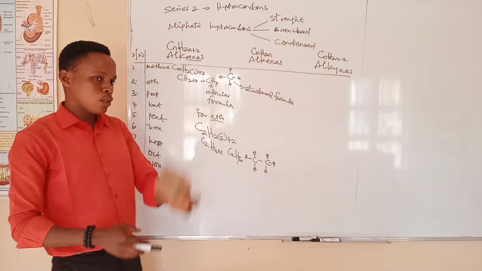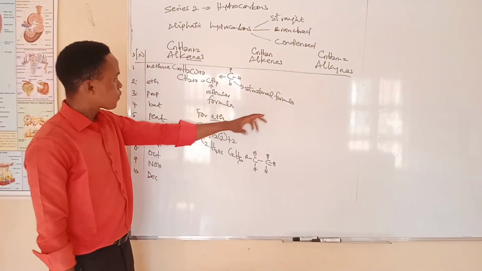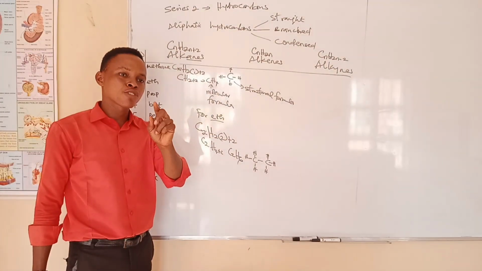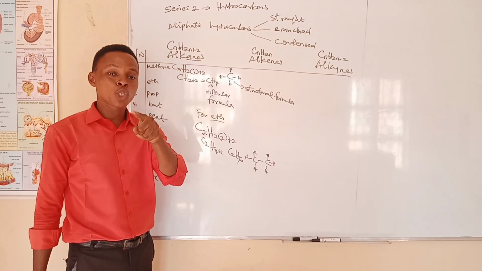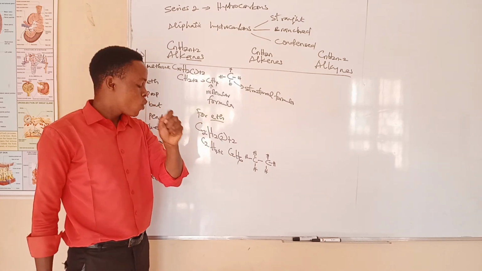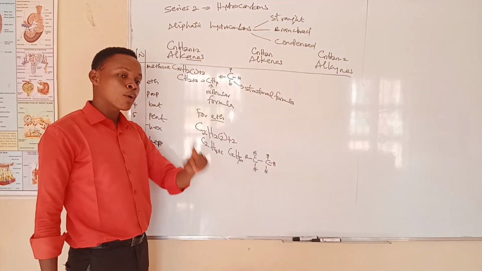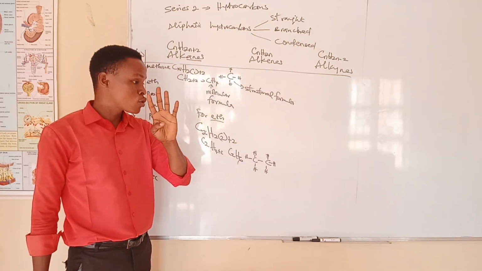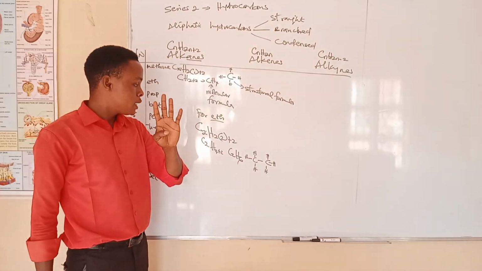Yes. Let me also tell you that in organic compounds, there is something we call tetravalency of carbon. Tetravalency of carbon must be obeyed. Whenever you have a carbon atom, that carbon atom must be surrounded by 4 bonds. Tetravalency of carbon atom must be obeyed.